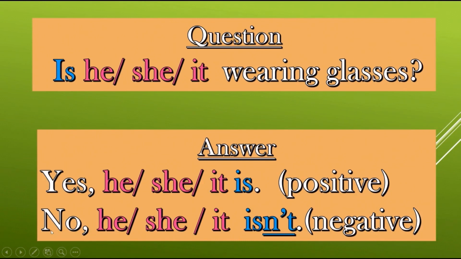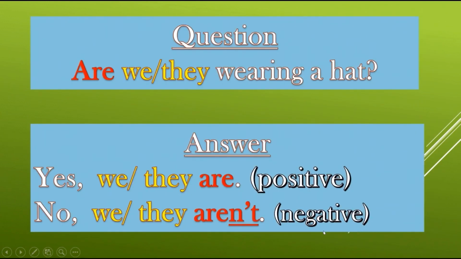Okay, now when the answer is no, the subject is next: he, she, it, and the verb to be is in negative form. You'll say isn't. So for example here, I will read, is she wearing glasses? I'll say yes, she is. No, she isn't. So yes, the verb should be positive, is. No, the verb is negative, or isn't. Understand? Now let's go to the next question.